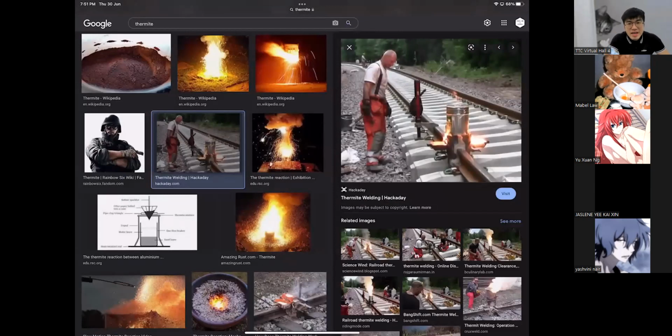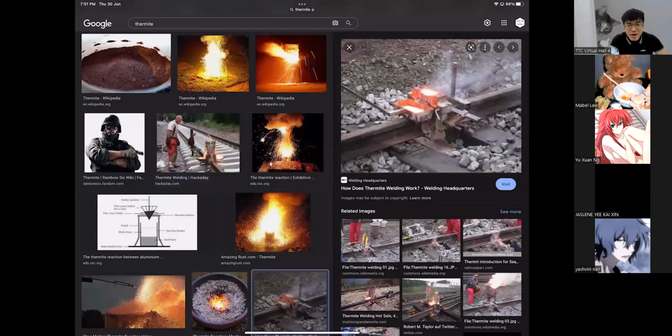They are so hot, they can melt iron on the spot. All right, so let's say you want to repair railways. This is how you use thermite. There you see, they can melt railway because they are so hot, very exothermic.